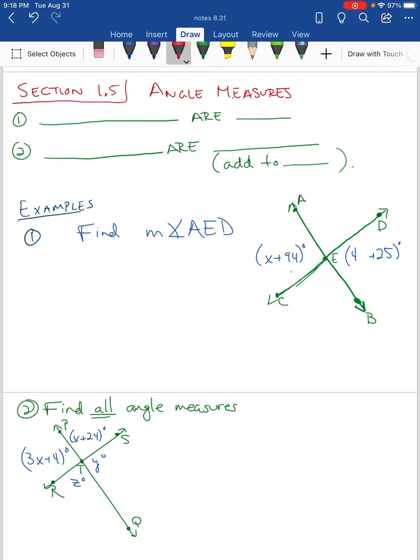Hi everyone, we are covering section 1.5 of KC1 Integrated 2, which is on angle measurements. There are two things that you need to know.